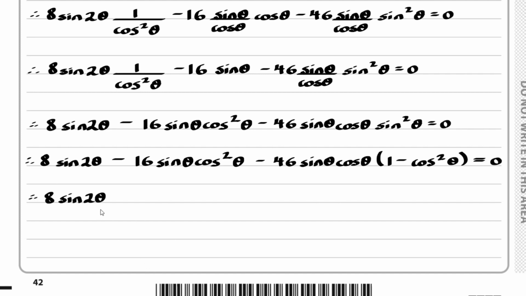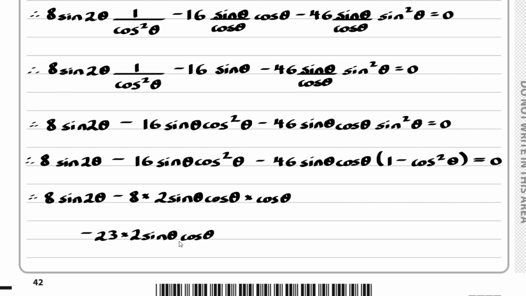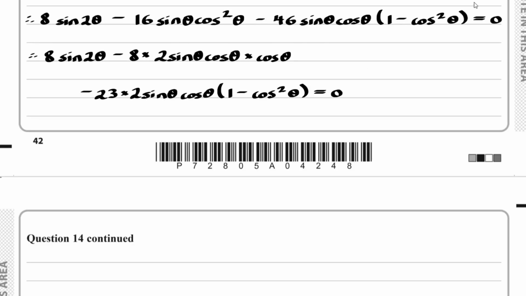So we have 8 sine 2 theta, then this term I'm going to write as 8 multiplied by 2 sine theta cos theta, and I multiply this by cos theta, because the cos theta and the cos theta give cos squared theta. The 8 times the 2 gives the 16, and we still have this sine theta. And similarly, for this term here, we have negative 23 times by 2 sine theta cos theta, which is the same as 46 sine theta cos theta, being multiplied by 1 minus cos squared theta, and this is equal to 0.